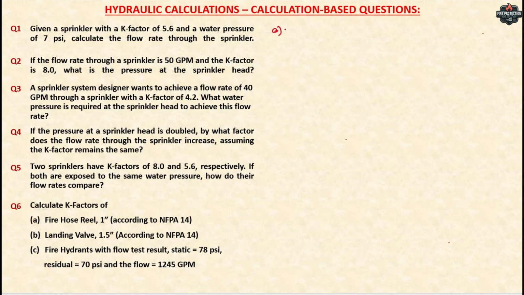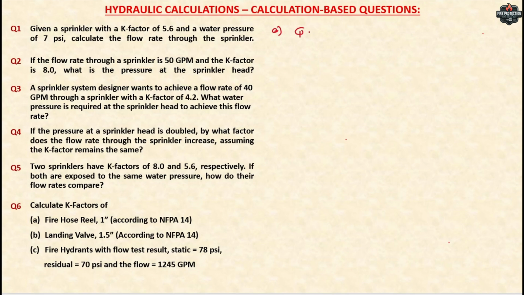So coming to question number 6: calculate the K factor of a 1 inch fire hose reel and a 1.5 inch landing valve, according to NFPA 14. NFPA 14 is the standard for the installation of standpipes and hose systems. The minimum flow requirement for a 1 inch fire hose reel is 100 GPM.